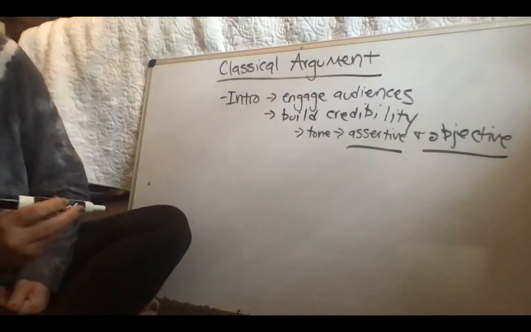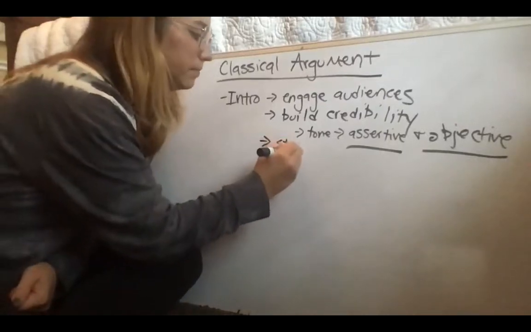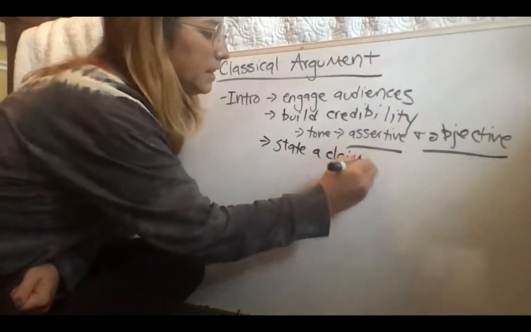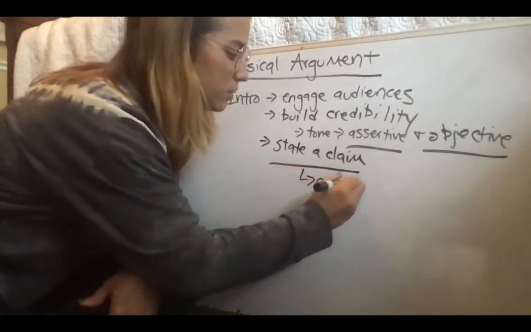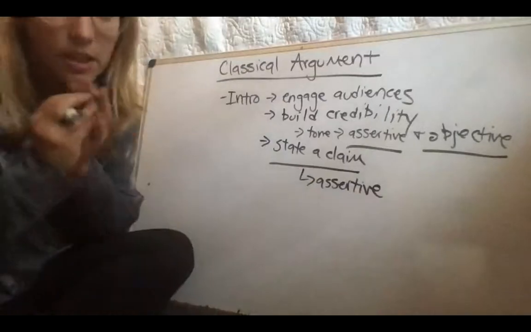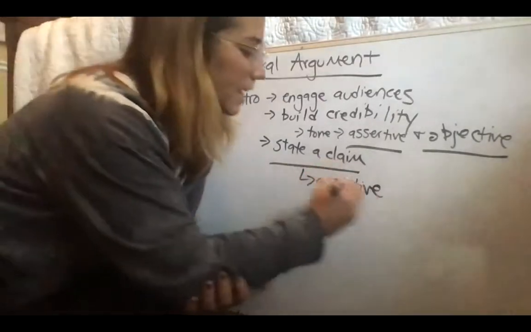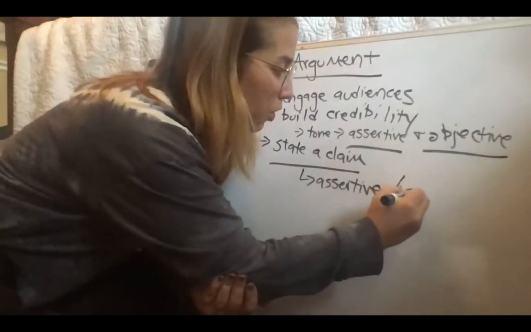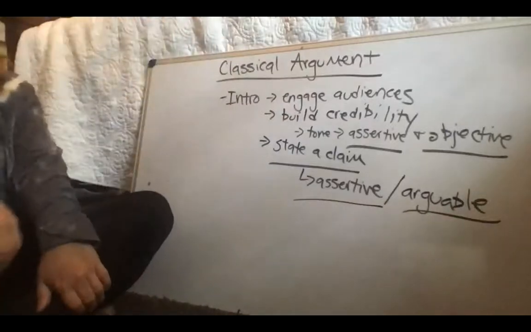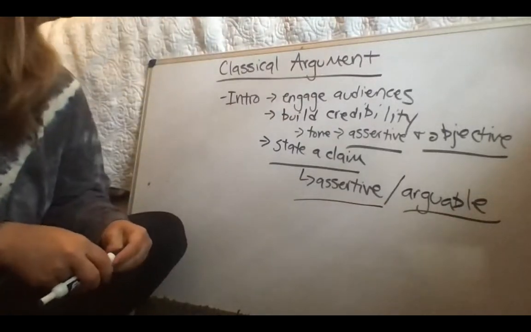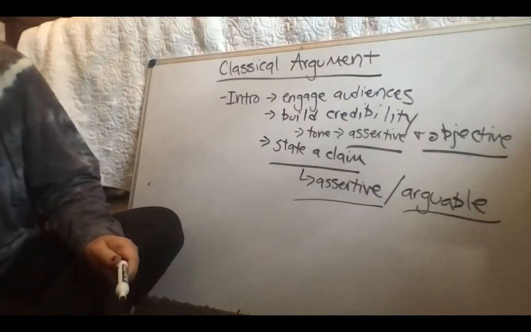Okay, and then the intro will also state a claim. And the claim needs to be also assertive. So instead of something like, I think that this is this and this, right? You just state your position. And then it should also be arguable, right? So ultimately, someone should be able to argue against your claim. Otherwise, it's not an argumentative claim, okay? So you'll keep that in mind.